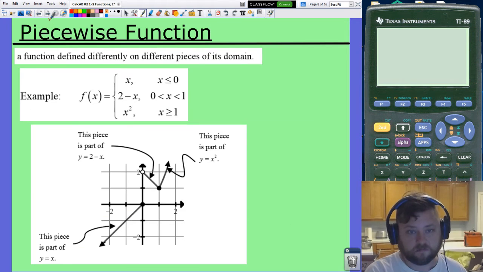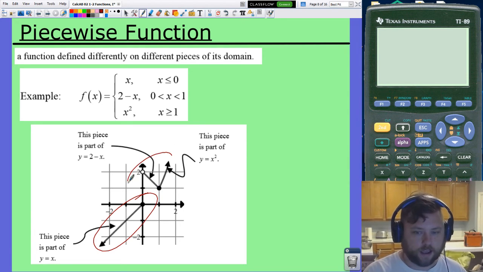Why not? Piecewise functions. So it's a function that has different pieces. So look at this. This is piecewise because it's got this piece and this piece. Actually, this piece and this piece and this piece. It's 3 different pieces of functions. And this is what it looks like in algebraic form.